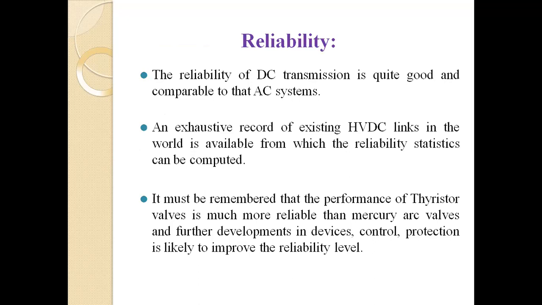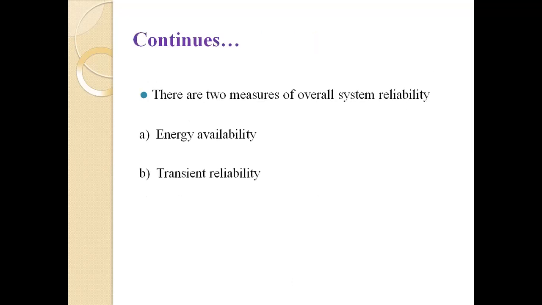Next point is the reliability. The reliability of DC transmission is quite good and comparable to that of AC systems. An adequate record of the existing HVDC lines in the world is available from which the reliability statistics can be calculated. It must be remembered that the performance of the thyristor valve is much more reliable than the mercury arc valves, and further development in devices, control and protection is likely to improve the reliability level.